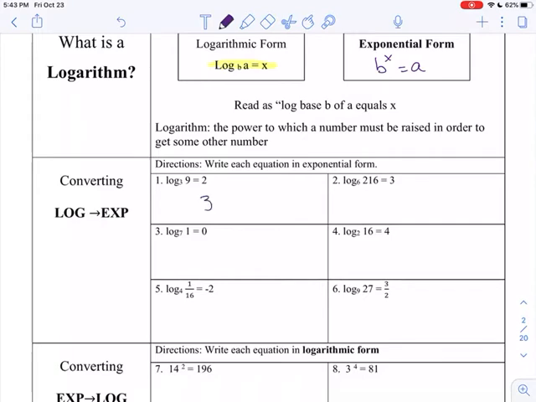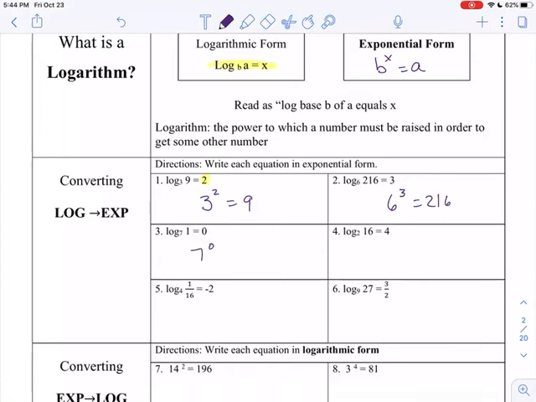So let's practice doing some of these just to make sure we have an understanding of this. We'll start by converting logs to exponents. If I have log base 3 of 9 equals 2, that really means 3 to the second power equals 9. So the number out here is the exponent. The answer of the log is the exponent. That's what's different about them.